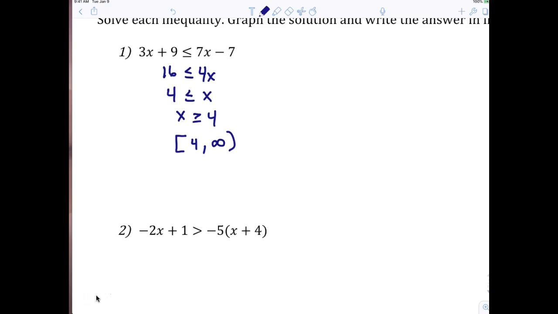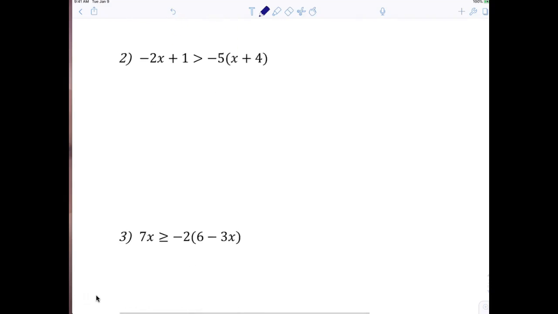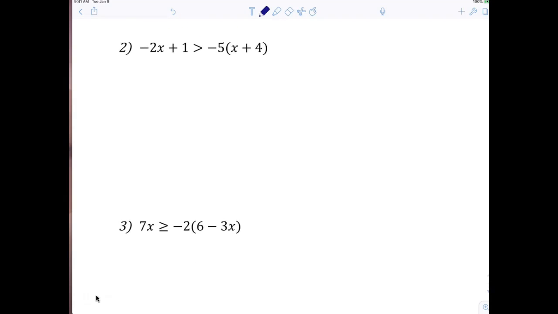All right. Question number 2. Now we have a distributive property here. We can't divide it out because it's not divisible by 5. So let's distribute. Negative 2x plus 1 greater than negative 5x minus 20. Any questions with this so far?